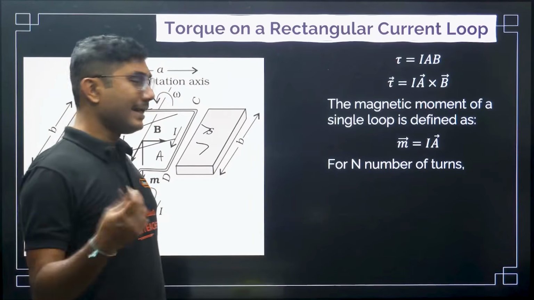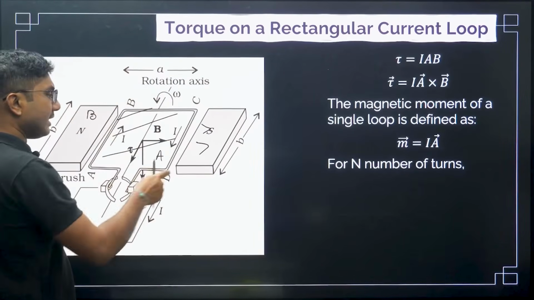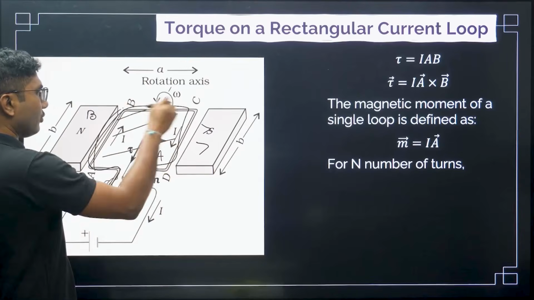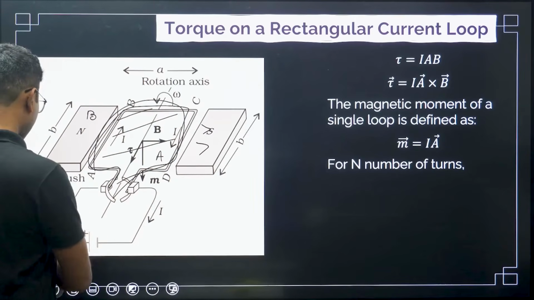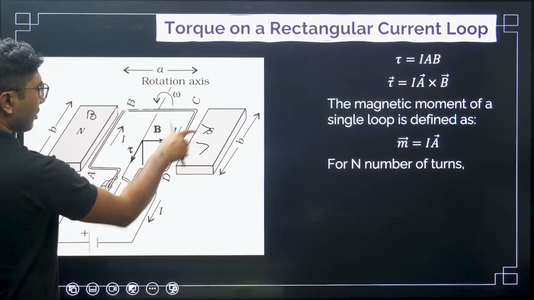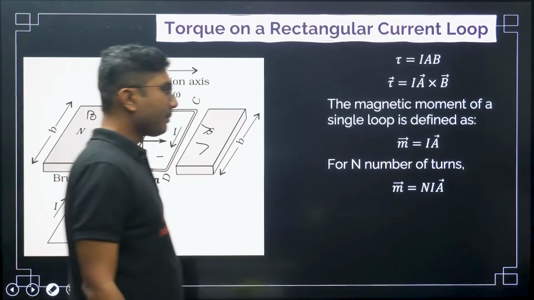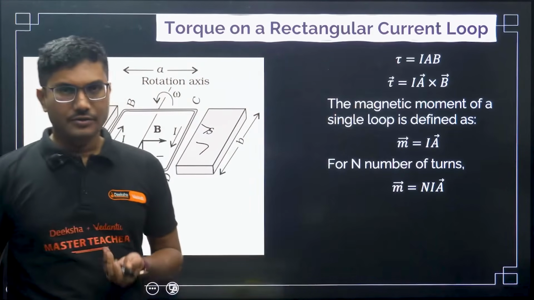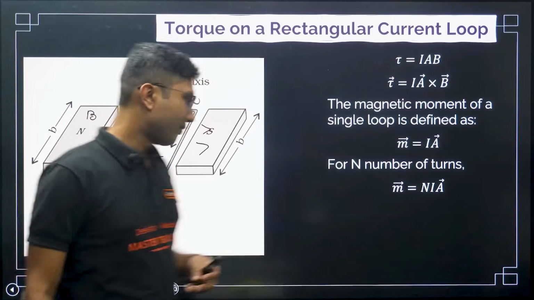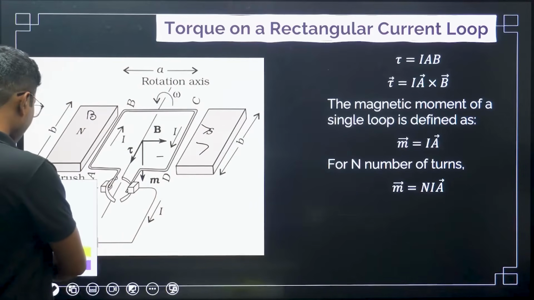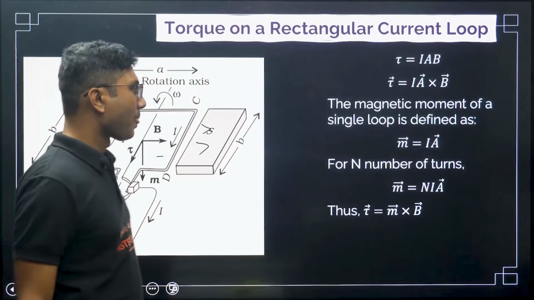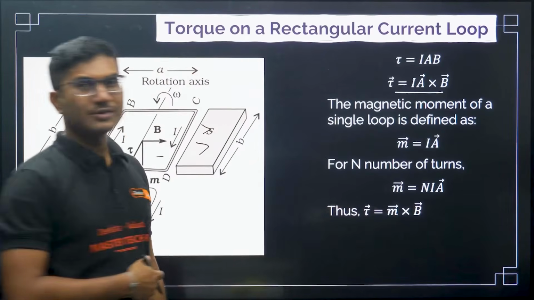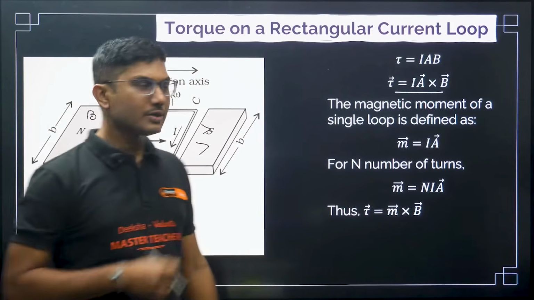Now for n number of turns. If you consider this was only a single loop, now if you have n number of such loops, 1, 2, 3, 4 like that, then the magnetic moment will be NIA. Thus the normal formula for tau becomes m cross B.